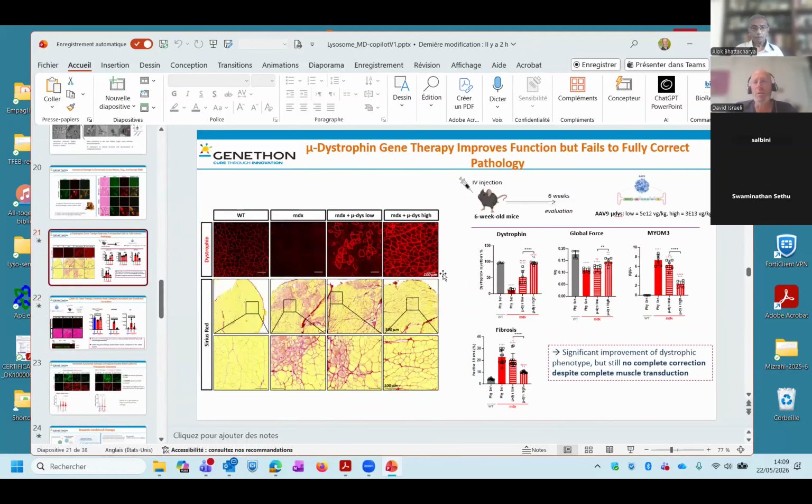One of the things that you can see here is that the gene therapy, yes, it is working, but it's not perfect. Why is it not perfect? Because even at a higher dose, where you have 100% of the fibers expressing dystrophin, you don't get back to normal in terms of global force, which is still below normal. In terms of markers of damage like the myomesine, you don't get back to normal. And also in terms of fibrosis, there's still a difference between the wild type and the treated mouse. So you don't get completely back to normal.